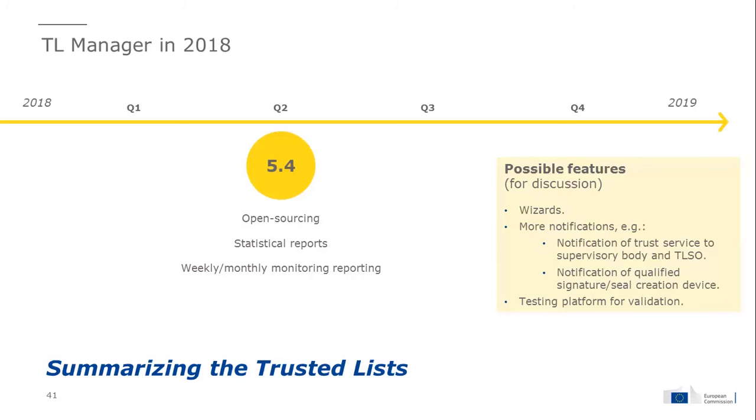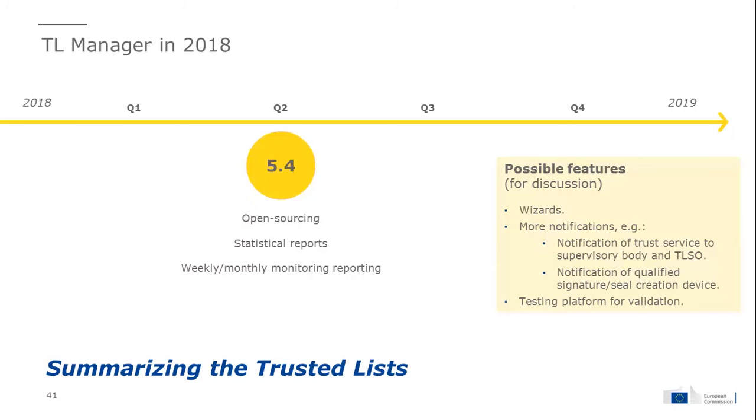Related, but distinctly, we also intend to include functionality to generate reports on a quarterly basis, monthly basis, even weekly basis. These monitoring reports would include information on how many errors or warnings there are on your trusted list, how much availability there has been on your trusted list over the period in question, to make it easier for you to keep track of what's going on with your trusted list.